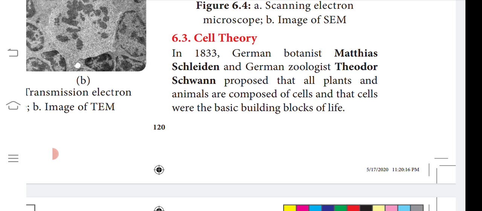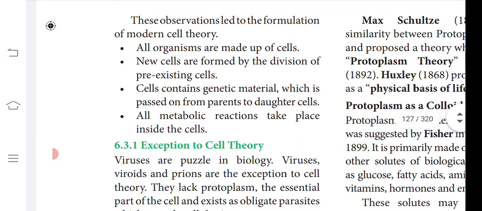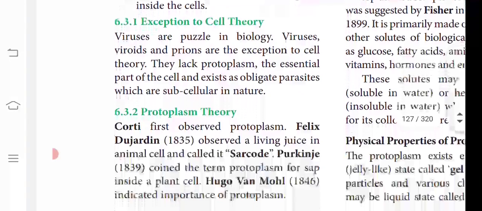So now we are getting into the actual cell theory. The German botanist Matthias Schleiden and Theodor Schwann proposed that plant and animal cells form the basic building blocks of life. All organisms are made up of cells. New cells are formed by the division of pre-existing cells. Cells contain the genetic material which is passed from parent to daughter cell. All metabolic reactions take place inside the cell.